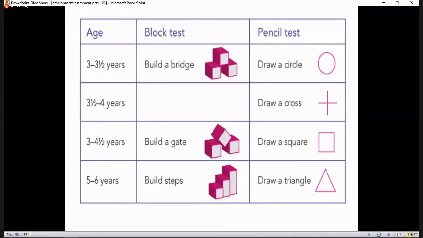A 3.5 years old child can make a circle. A 4 years old child can make a cross. A 4.5 years old child can make a rectangle, and at 5 to 6 years a triangle. In the block test, a 3.5 years old child can make a bridge, a 4.5 years old child can make a gate, and at 5 to 6 years can build steps. So these are the skills which they achieve at different ages.